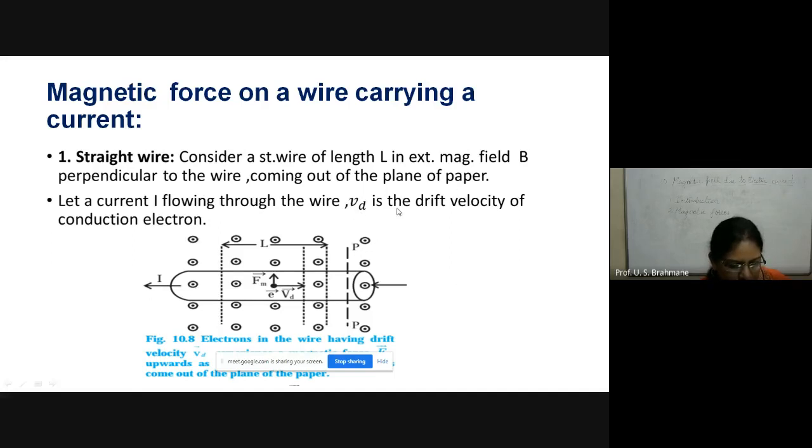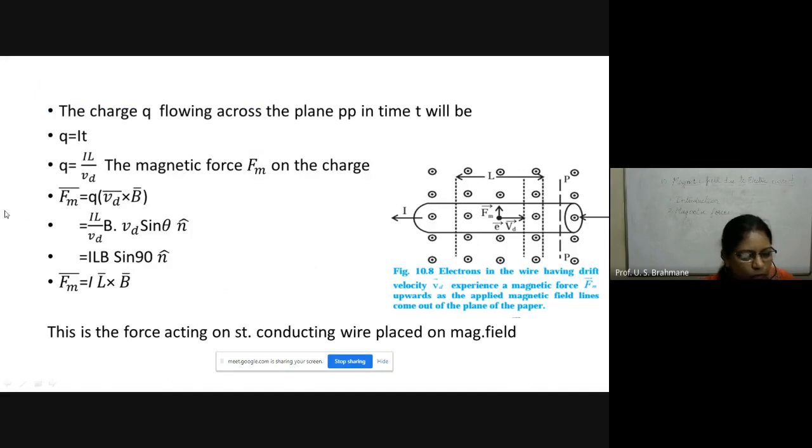So I is the current flowing through the wire, and when it is flowing, the electrons have a velocity, which is the drift velocity vd, the drift velocity of the conduction electrons. Then the charge q flowing across the plane PP, which is shown here, in time t will be q equal to It. We know that current is nothing but the rate of flow of charge, so I is equal to dq upon dt. So q is equal to It.